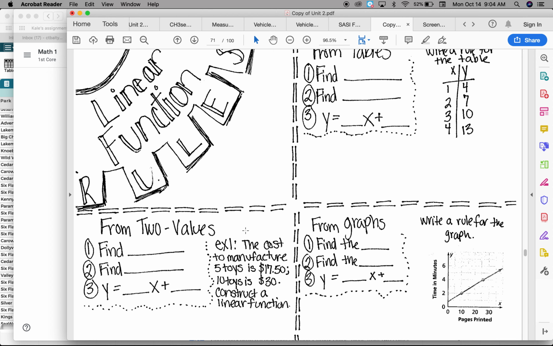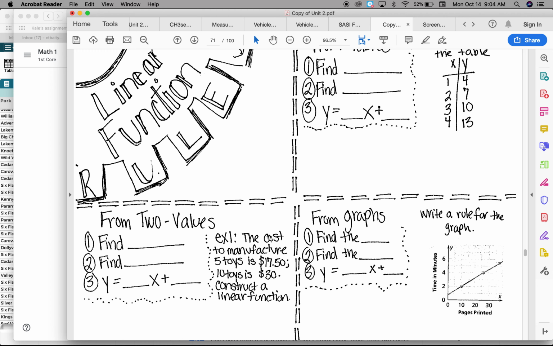Come down here from two values, and this is a word problem. Example 1 says that the cost to manufacture 5 toys is $17.50. For 10 toys is $30. Construct a linear function. So we're going to simply use again the method of m equals y sub 2 minus y sub 1 over x sub 2 minus x sub 1, and our points in this problem is going to be 5 is our x, and then our y is 17.50, and then our second point is going to be 10 and 30.